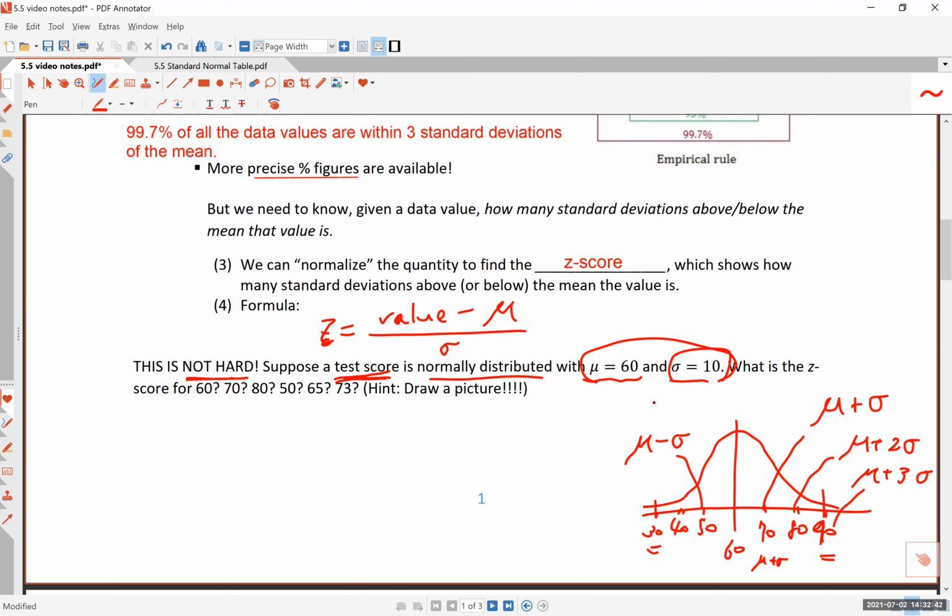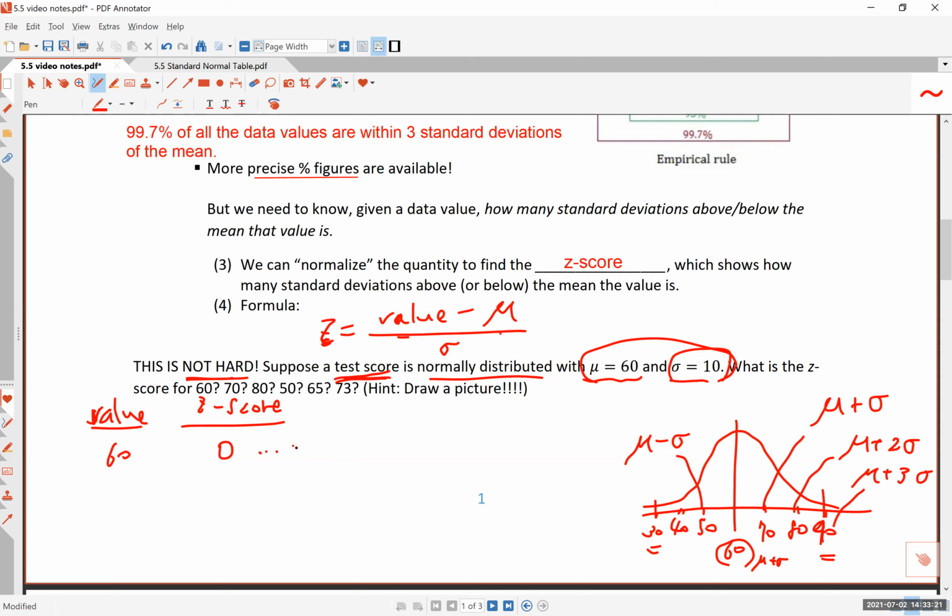Okay, so this may help you. I hope this visualization will help you. What is the z-score for 60? Here is the score or the value and the z-score. If the value is 60, what's the z-score of 60? Well, you can plug it into the formula. It's 60 minus 60 divided by 10. That's 0, right? And that's intuitive because 60 is the mean. So how many standard deviations above 60 is 60? And the answer is 0.